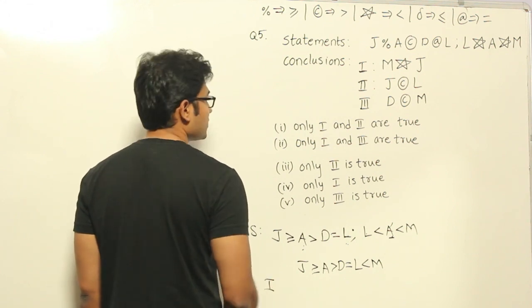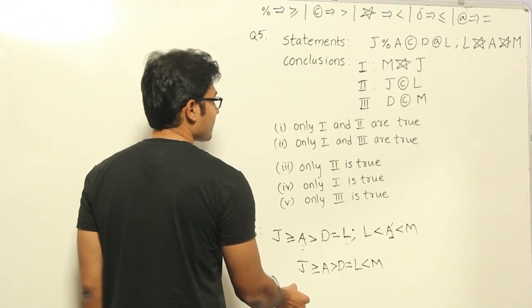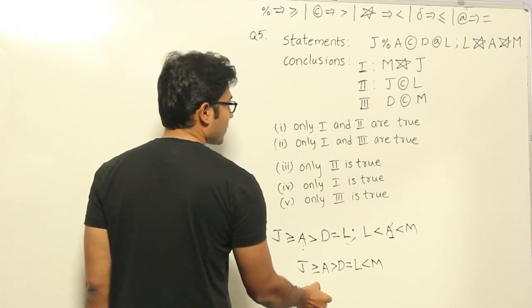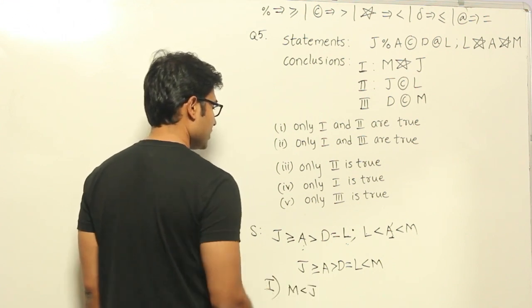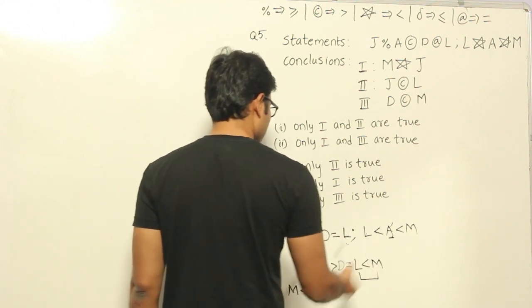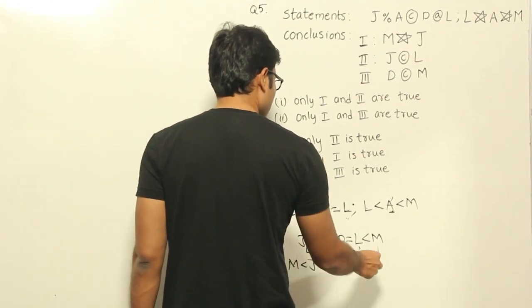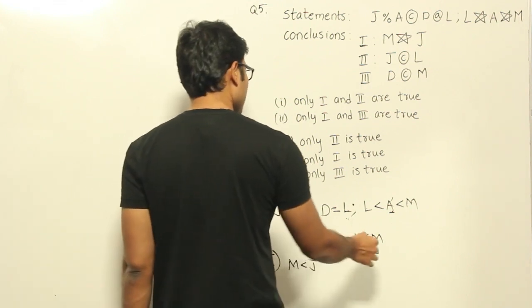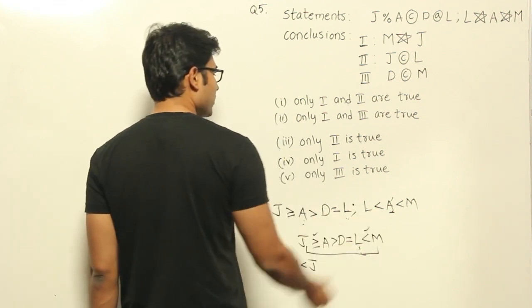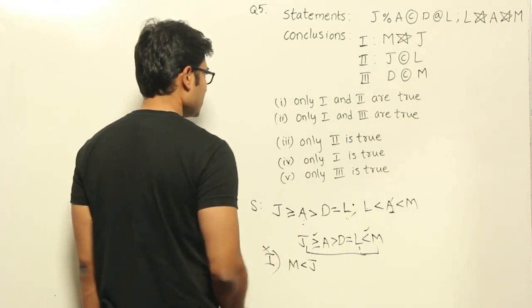So the first one is M and J. Between M and J they are saying that the conclusion is star is given, which means less. So they are saying that between M and J is here, right? So actually we cannot compare these two. The reason is here there is greater than, here there is less. So we have two different types of inequalities, therefore we cannot compare these two.